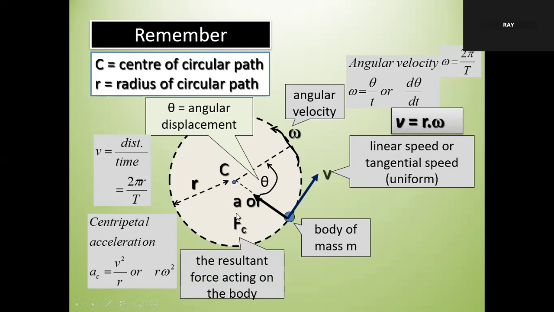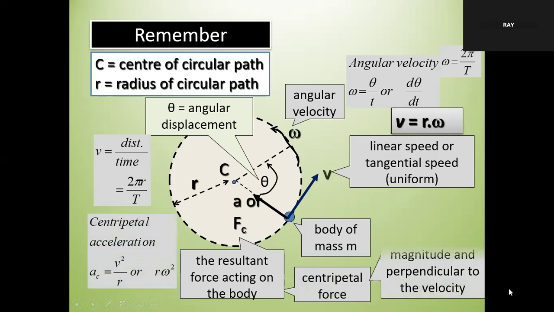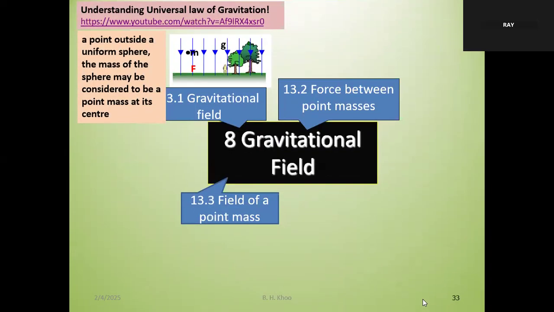Remember, the centripetal force is a resultant force acting on a body. If the body of mass M is moving in a circle of radius R, then we can say that it has a centripetal force or centripetal acceleration acting on it, and the direction is towards the center. So the conditions for circular motion will be: force is always constant in magnitude and perpendicular to velocity. These are the two conditions. Right, we started off with a gravitational field.